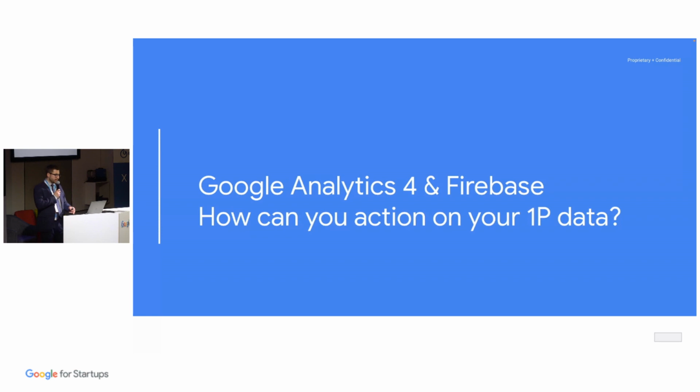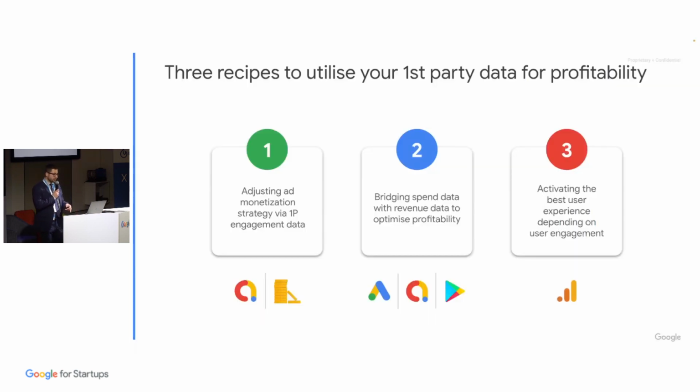Having all of this in mind, I will share what kind of action you can take using the Google Analytics first-party data that you've collected. And I would concentrate on three pillars. The first one, adjusting ad monetization with first-party engagement data. The second one, bridging spend data with revenue data to optimize the profitability of your campaigns. And the third one, activating the best user experience depending on user engagement or skill, which helps you to increase your onboarding, retention, and engagement. And then it leads to higher revenue because of those pillars which influence the performance of the app.